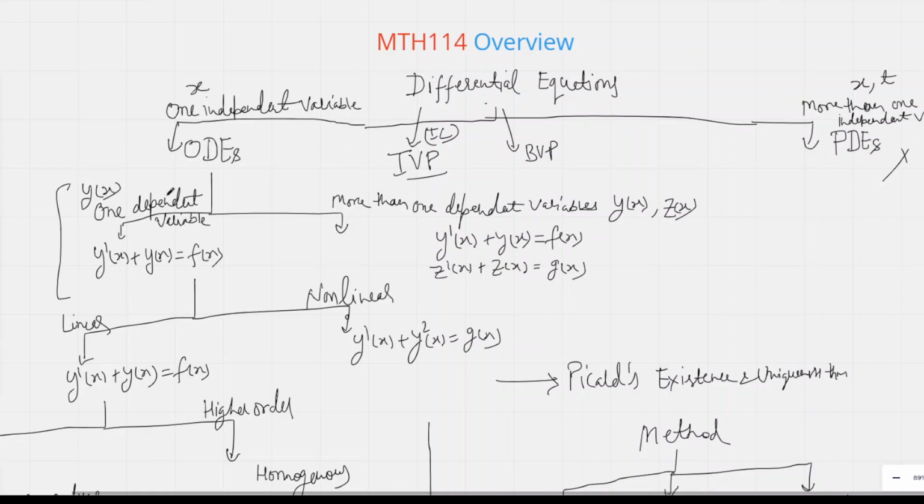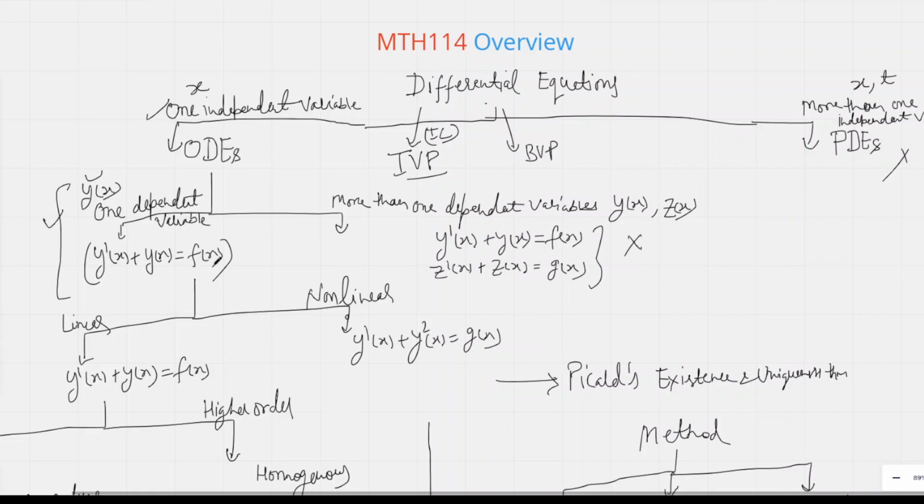In ODEs, if we have one dependent variable, let's say y of x, then we have a simple ODE. If we have more than one dependent variable, let's say y, y and z, then we have a system of ODEs. If you have 2, 3 or n, then we have a system. In this course, the system is also not discussed in detail. So we will focus on one independent variable and one dependent variable. For example, a first order ODE is given here.